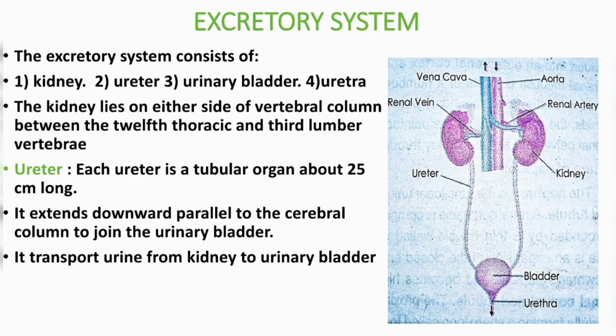Parallel means that they're moving in the same direction. The ureter is moving in the same direction as the vertebral column, so it is moving downward parallel to the vertebral column to join the urinary bladder. The ureter functions to carry the urine that is formed in the kidney and take it to the urinary bladder. So it transports the urine from the kidney to the urinary bladder.